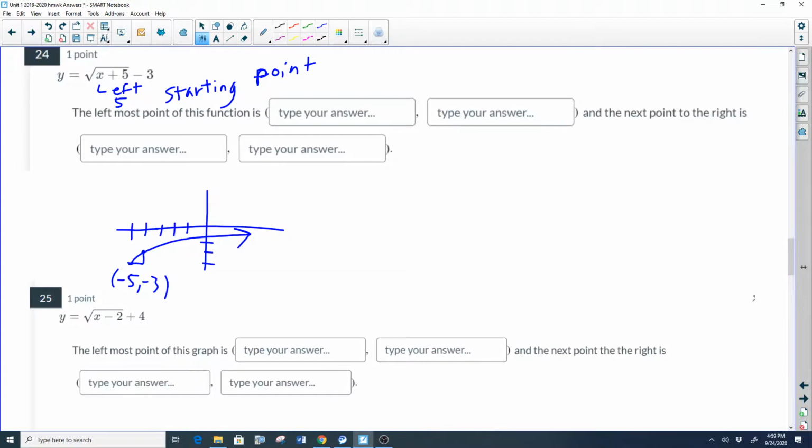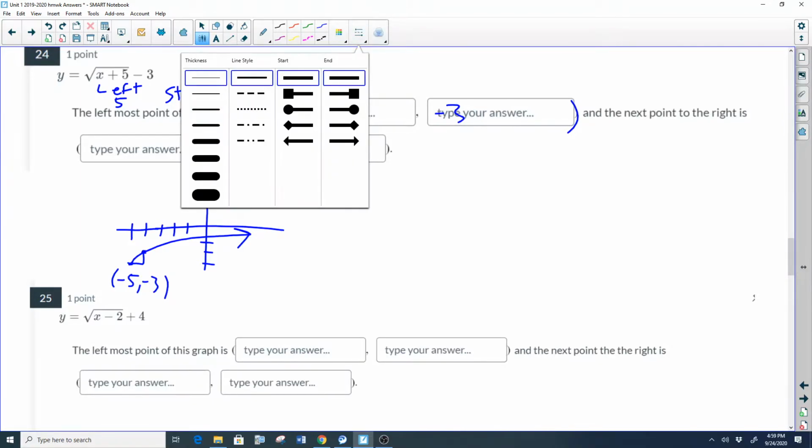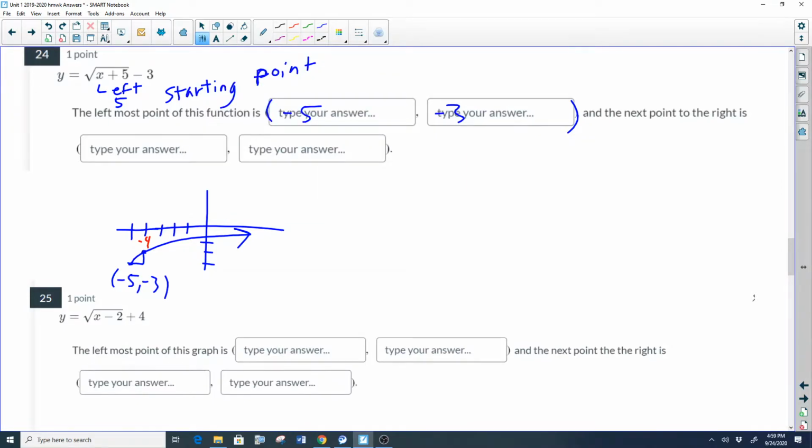That's the leftmost starting point, x value and y value. And the next point to the right is this point right here. Just do a little bit of adding in your head. This is going to shift over to -4 for the x value, and it's going to go from -3 up to -2 for the y value. So this point right here will be (-4, -2).